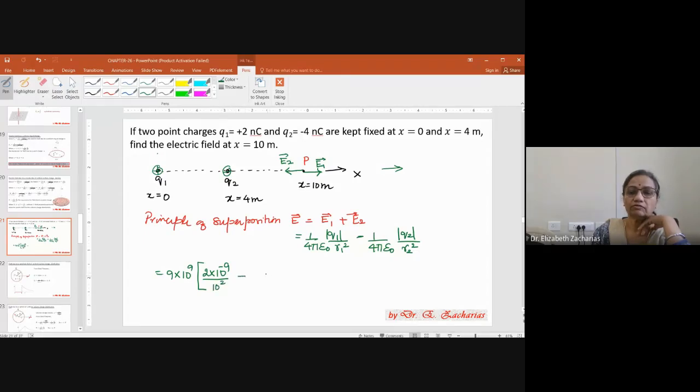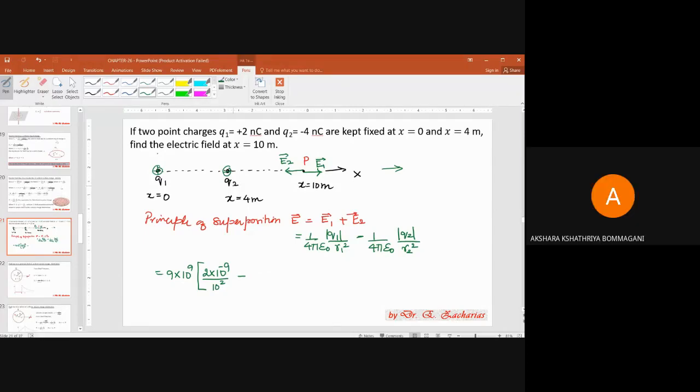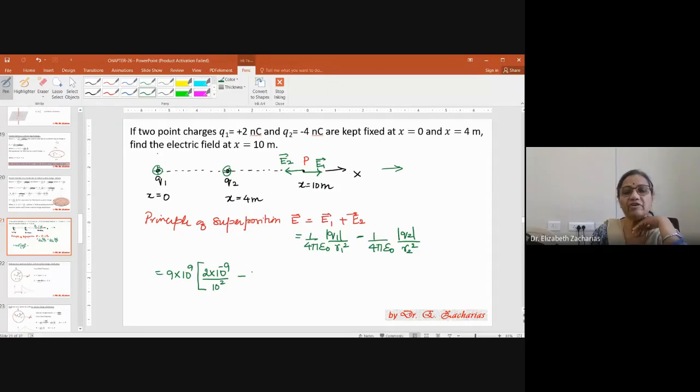Then the second charge is Q2. What do I write for Q2? 4 into 10 to the power of minus 9. Never put the minus sign here, it is just 4 into 10 to the power of minus 9, divided by, what is this distance? It is from x equal to 4 to x equal to 10, so that is 6 meters squared. So you can simply do this.